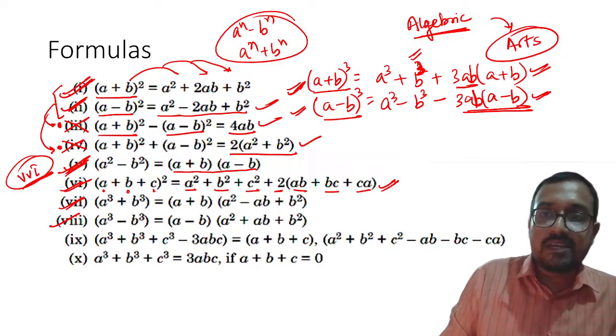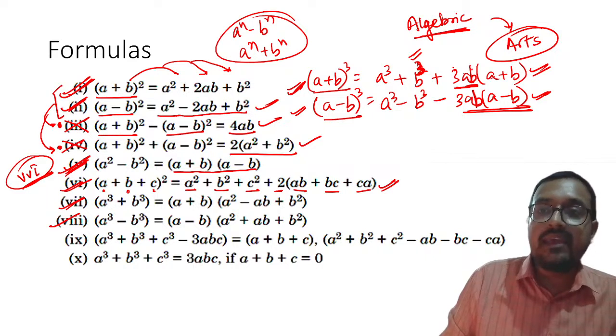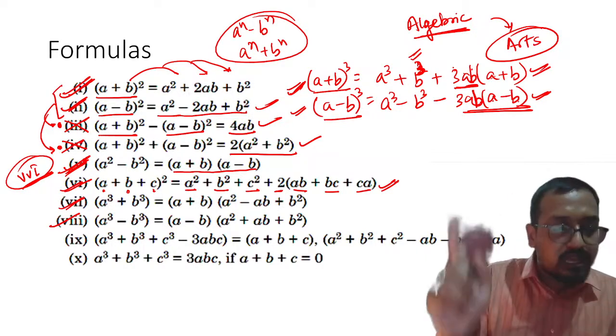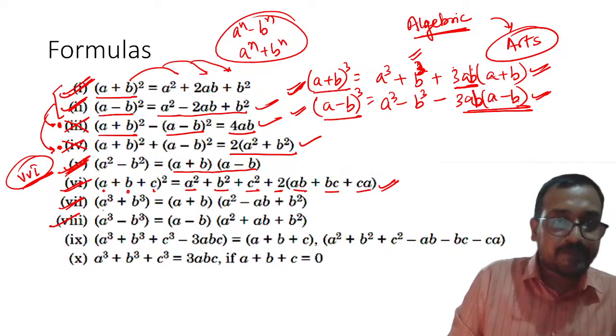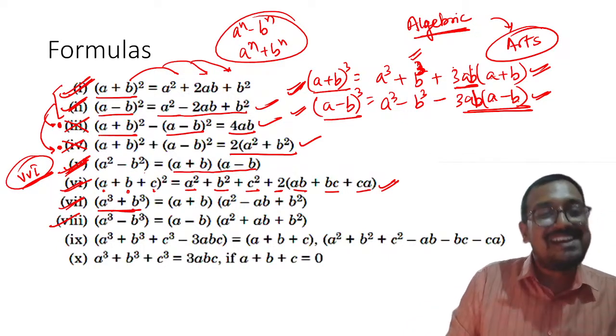There is another correction. Please everyone look over here. 3ab multiplied by (a plus b) and 3ab multiplied by (a minus b). I earlier wrote 3a. Understood? Thank you for that. Yes. Let us go ahead.